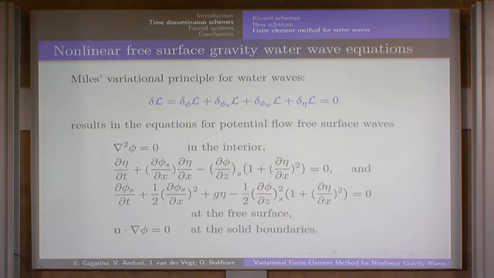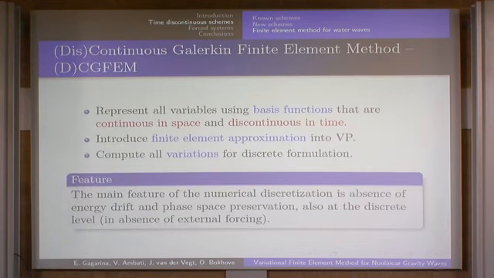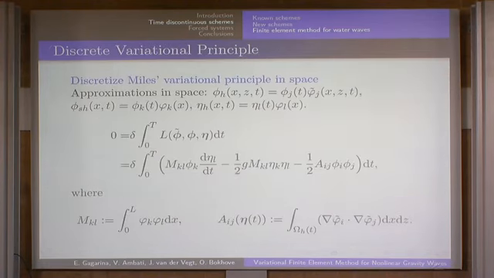One can take the variations and then obtain the system of equations to solve. So how are we going to solve it? One could try to approximate these equations, but instead we decided to construct again a discrete variational principle. We approximate all our variables in space and time, plug it into the variational principle, take variations, and obtain a system of equations which, as I'm going to show, would have good properties, including an absence of energy drift over long time simulations.